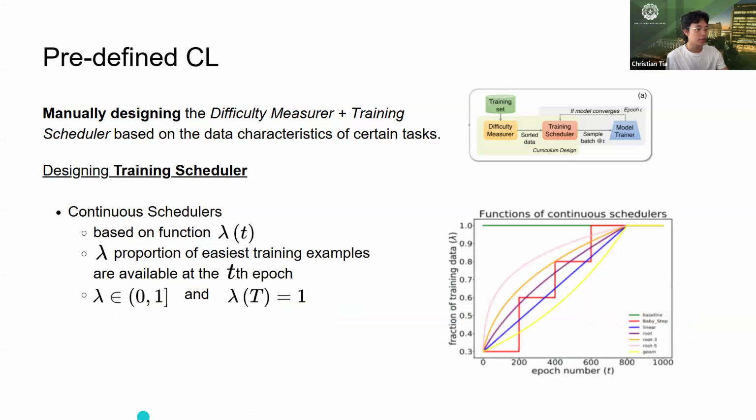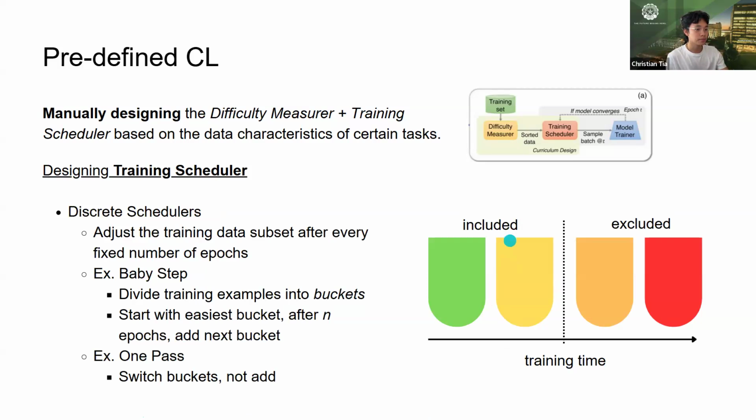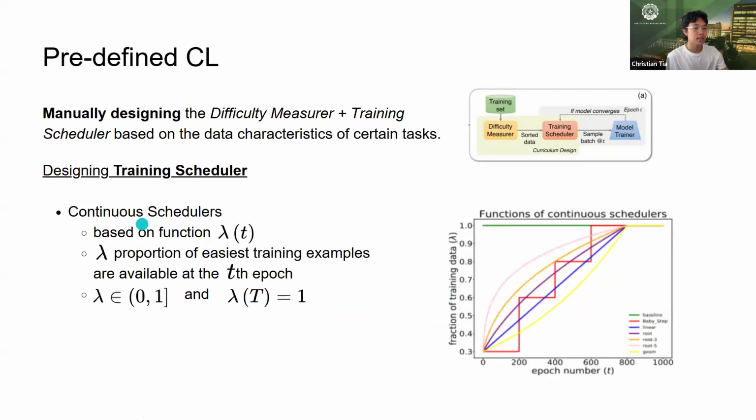So yeah, that's discrete because everything is per bucket, right? It's discrete. And the other type of training scheduler is the continuous scheduler, which is based on a function lambda t, and the proportion of easiest training examples below that threshold are included at that epoch.